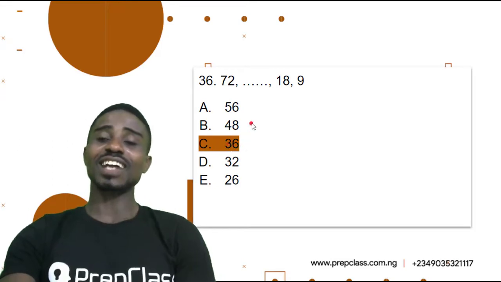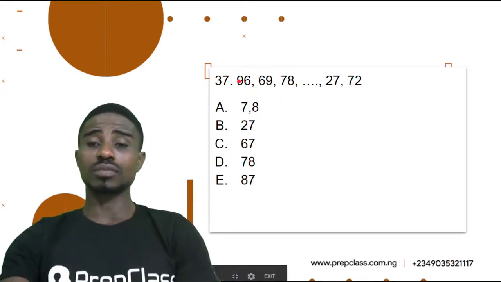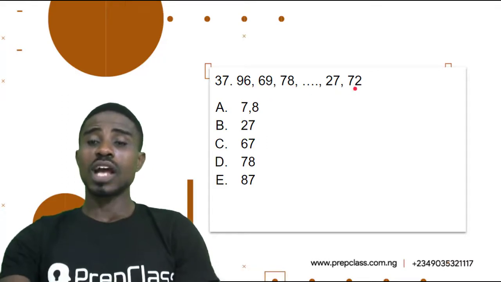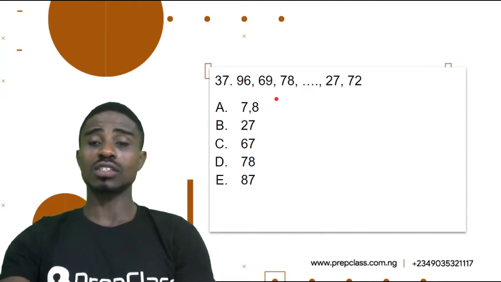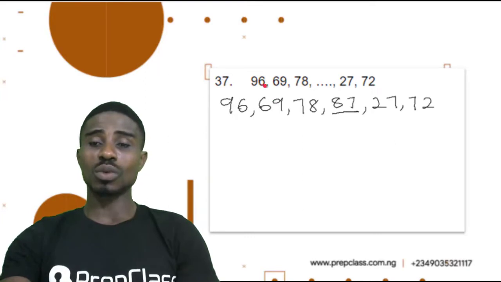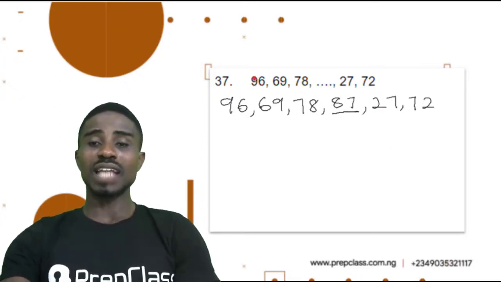All right, let's look at the next one. So question 37. We have this sequence of numbers, and we need to study these numbers and see what the empty space will be. All right, let's see how to get this done. So we have 96, we have 69, we have 78, we have a space, we have 27, we have 72. So if you look at these first two numbers, 96, 69, it basically means we are interchanging them, 9 and 6. So the next number will be interchanged to 6 and 9.